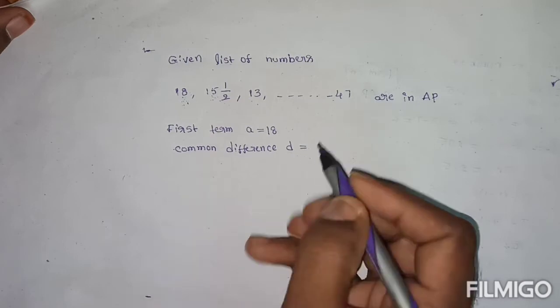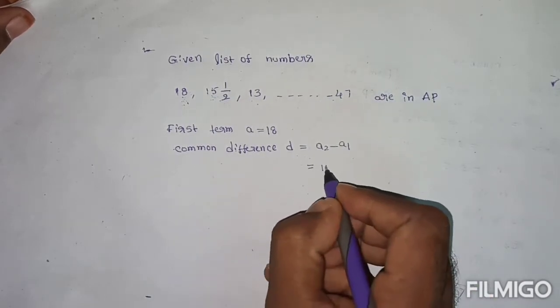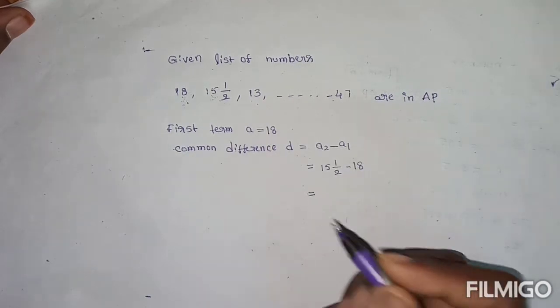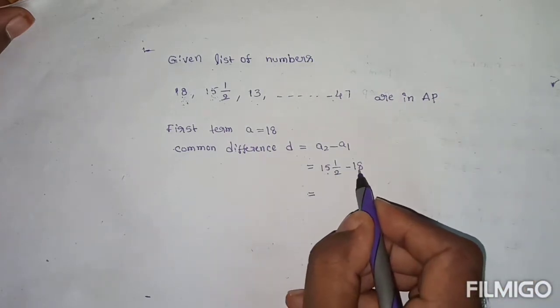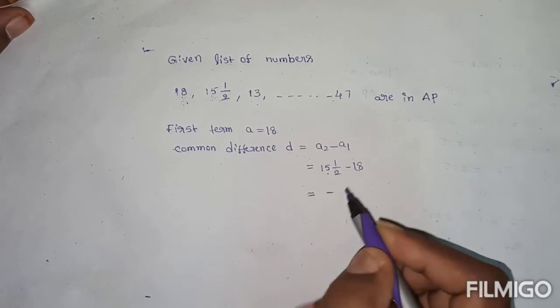So D is equal to the common difference, A2 minus A1. A2 is 15 and a half minus 18. The values are decreasing, so how to simplify this? 15 and half rupees, 18 rupees. If you borrow 18 rupees and repay 15 and half rupees, how much remains?